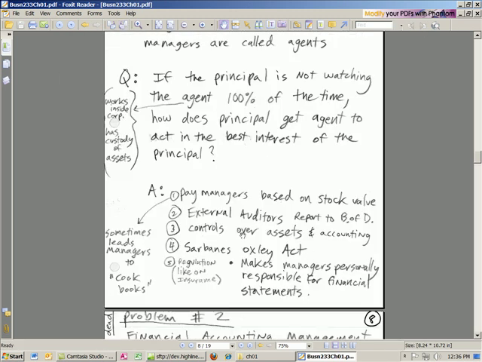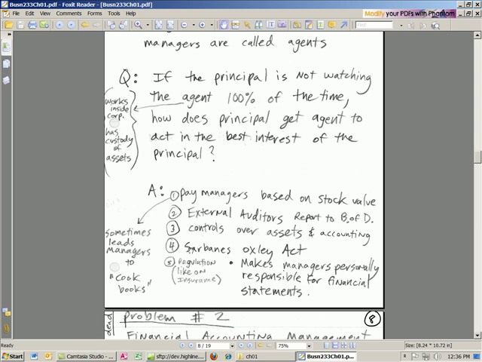Okay, there we go. Another way is control over assets in accounting. That means there are controls before the managers ever get there that ensure that custody of assets and all of the accounting is done in accordance with rules and ethically and legally.